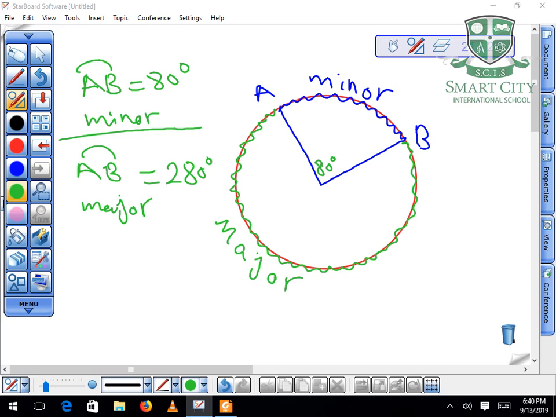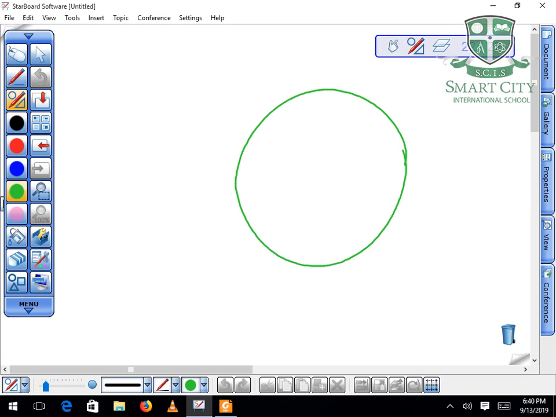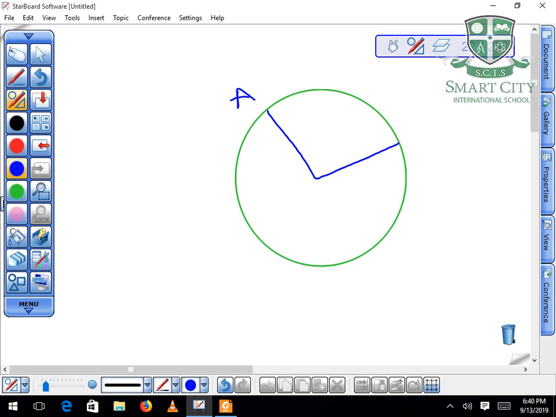Also, we can name the major one with another point in the path of its circumference. This one is AB as a minor arc, and there is a point here called D. So what do you think is the name of the major arc? Exactly, ADB. So ADB arc means the reflex AB measure.